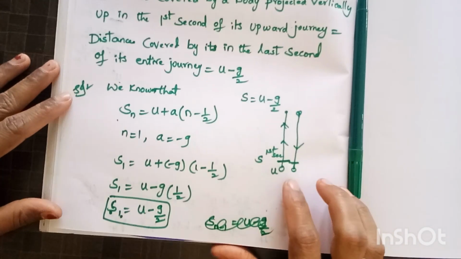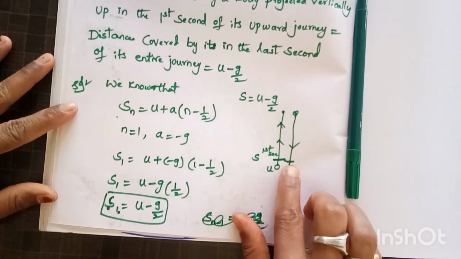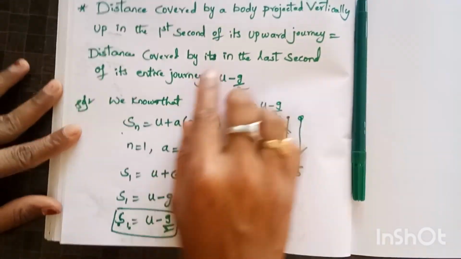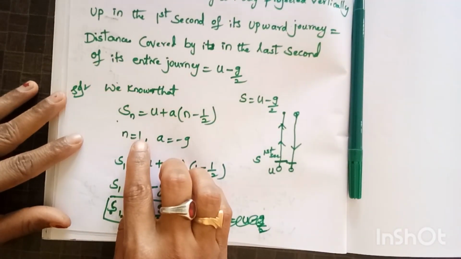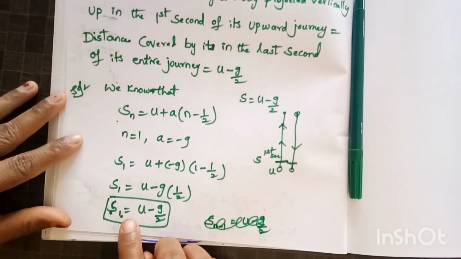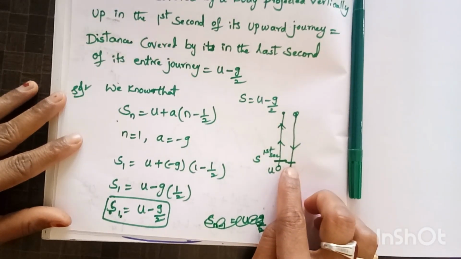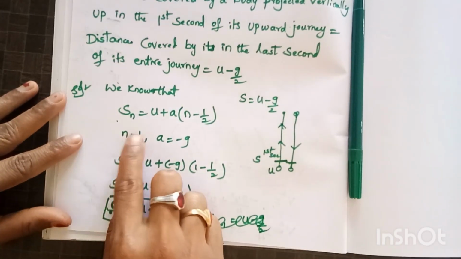So this is the last second of its entire journey or downward motion. So we got the value u minus g by 2. Why am I taking n equals 1 only here to calculate S1 equals u minus g by 2? We don't know the time for the last second, so we have considered the first second. So n equals 1.